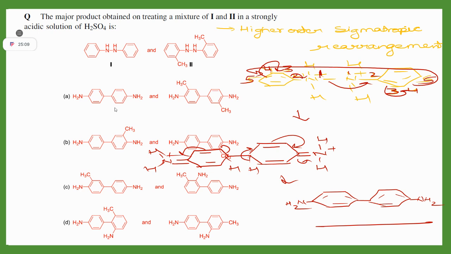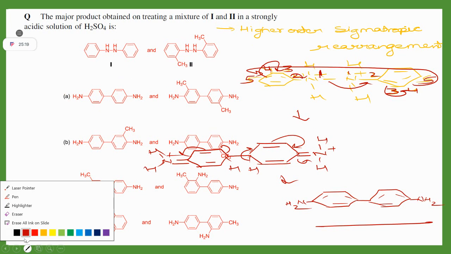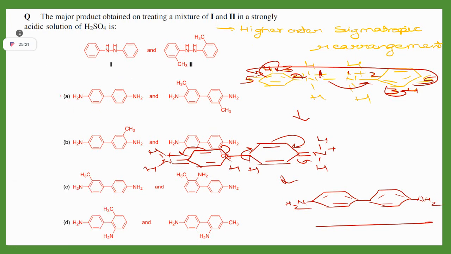In other words, they are asking whether the reaction will be intramolecular or intermolecular. So its correct answer is A. Why? Because the take home message from this slide is sigmatropic rearrangement, or we can call it 5 sigmatropic rearrangement, is taking place intramolecularly. There is no chance for intermolecular reaction, right? So the correct answer is your option number A.